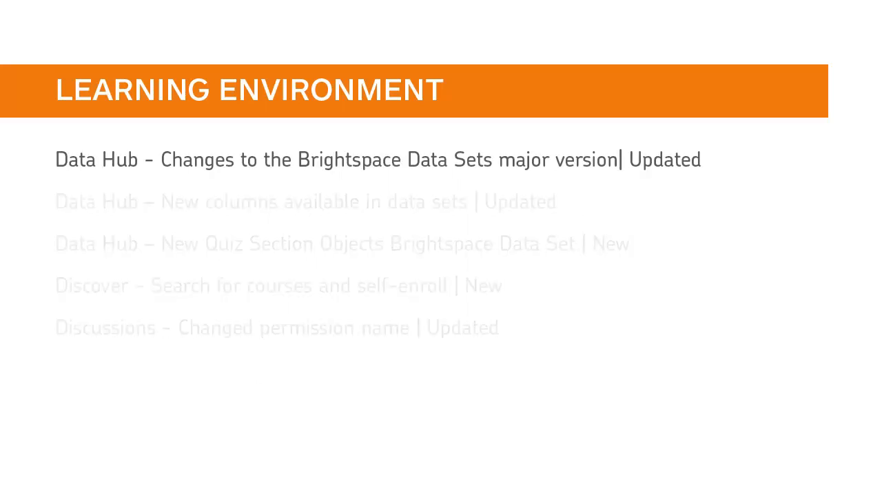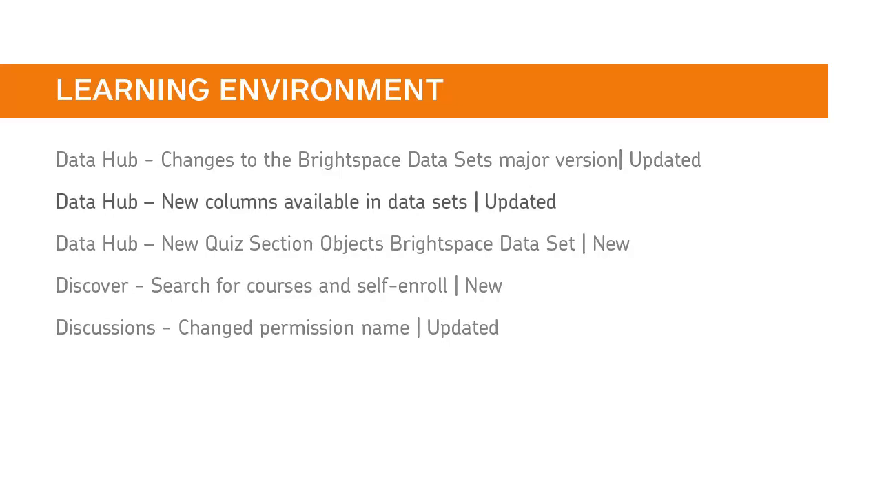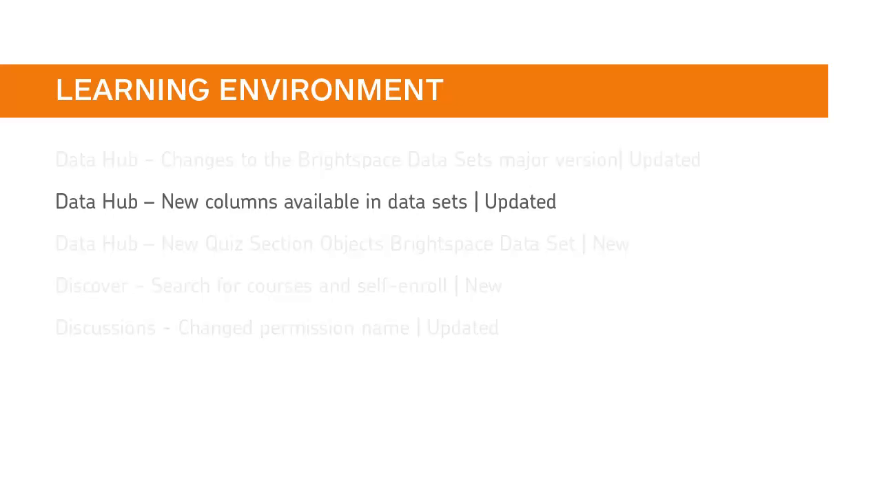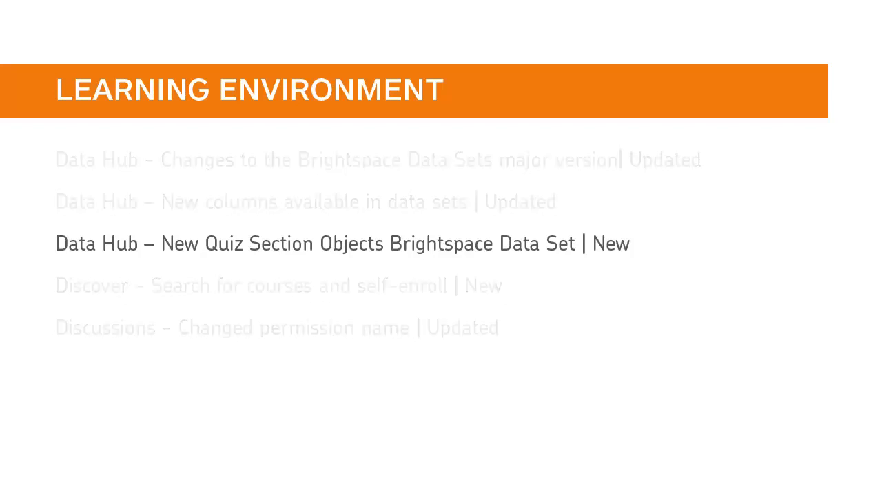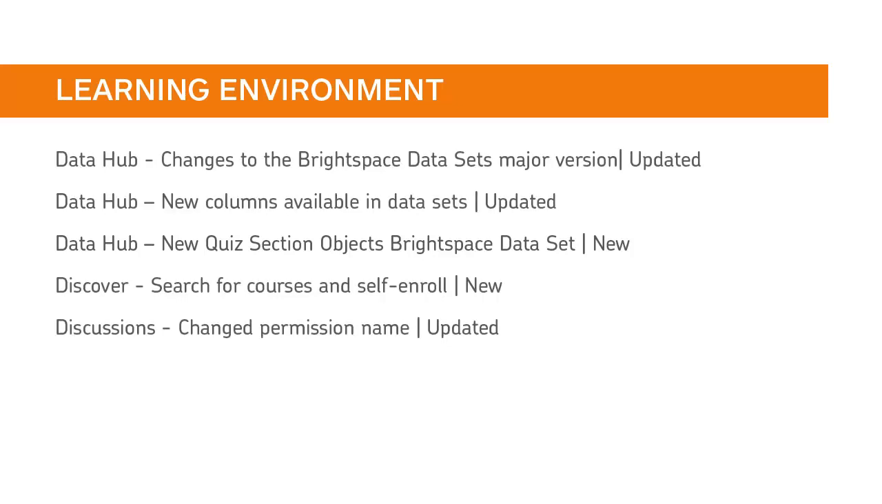This release includes the new Awards object, Brightspace Data Sets. The Brightspace Data Sets version will now be automatically updated to Brightspace Data Sets 3.0 now that the 6-month opt-in window has ended. There are new columns available in the Awards Brightspace Data Sets. For more information, review the release notes. There is a new Quiz Section Objects dataset detailing the sections and question pools across your organization.